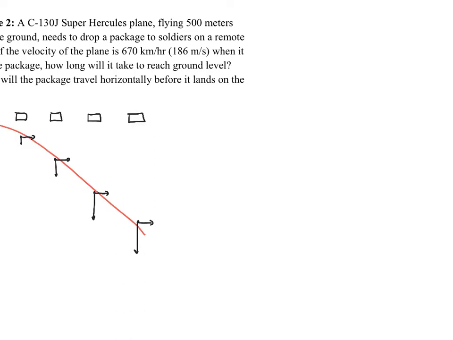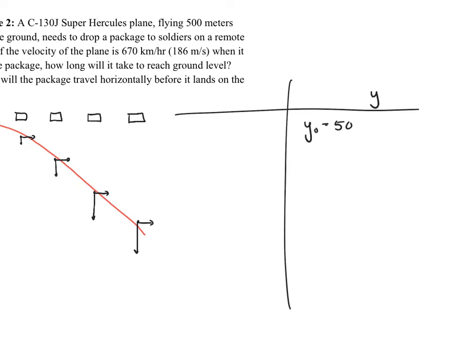All right, let's list what we know. Give me some information, please. What do we know? Christina, go ahead. I like that. So right away, the initial height is 500 meters. That's y0, and the final height it lands with is 0 meters.